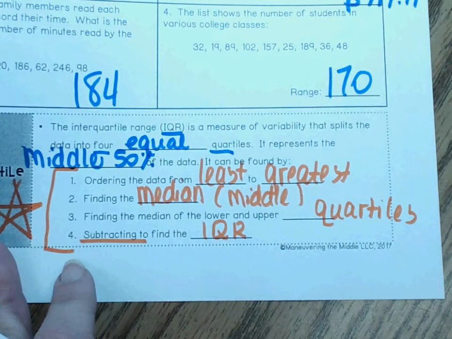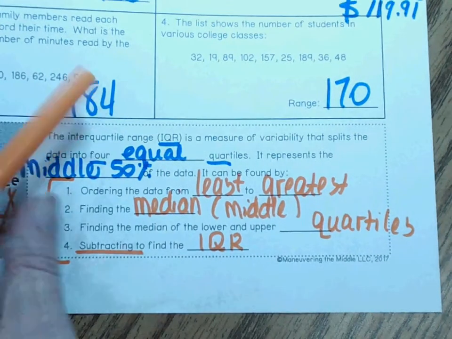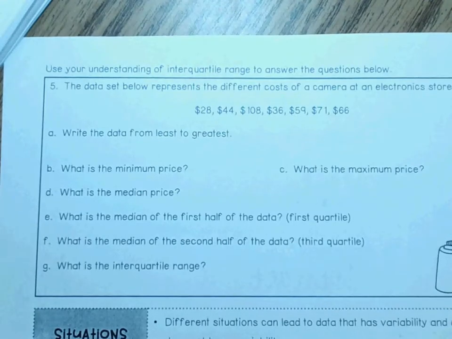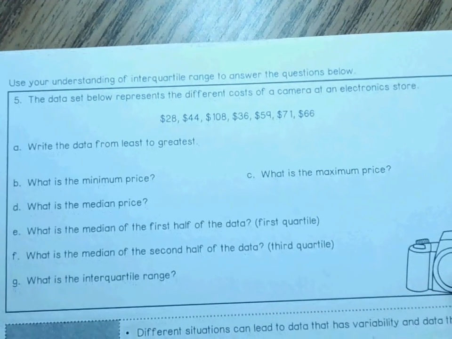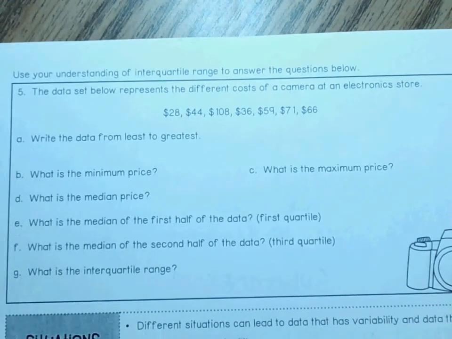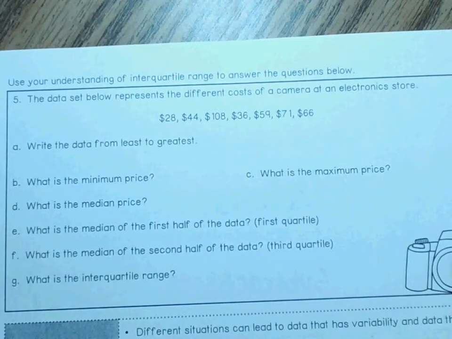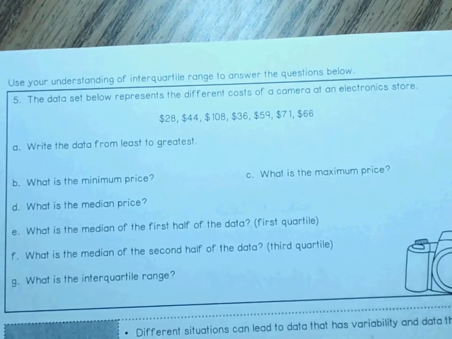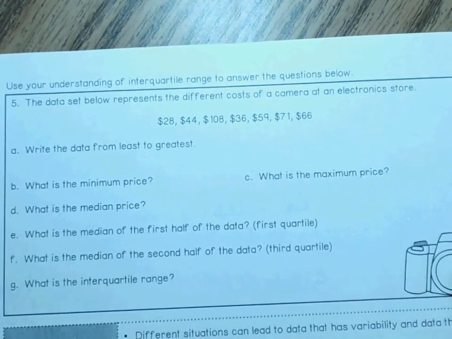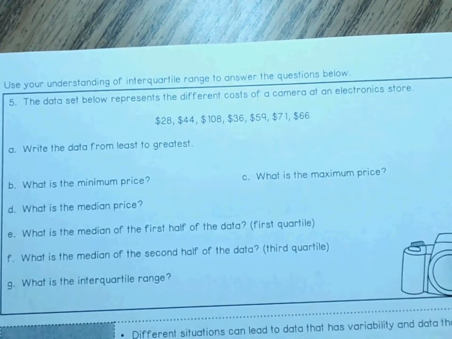Okay, everybody get that? Alright, so let me show you how to do that with number 5 here on the back. It says the data set below represents the different costs of a camera at an electronics store. Lots of different prices, aren't there? So the first thing we want to do, according to my notes, is to put them in order from least to greatest.